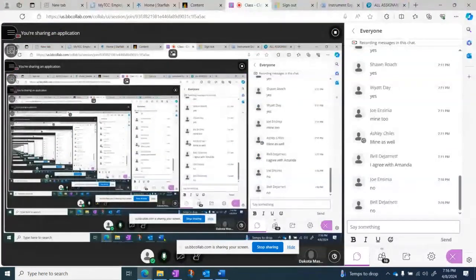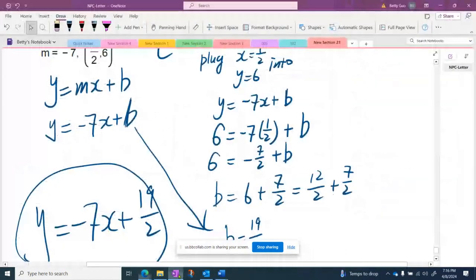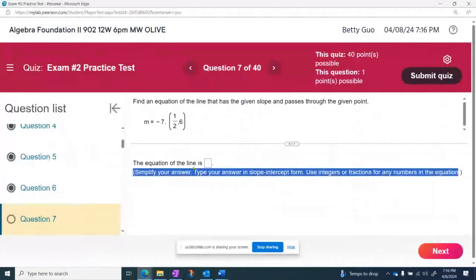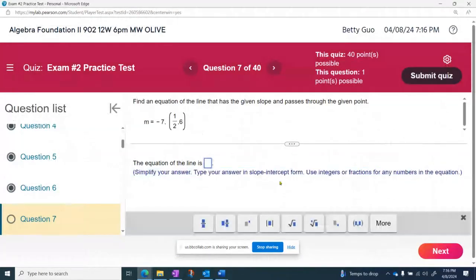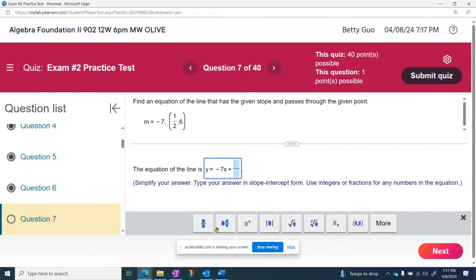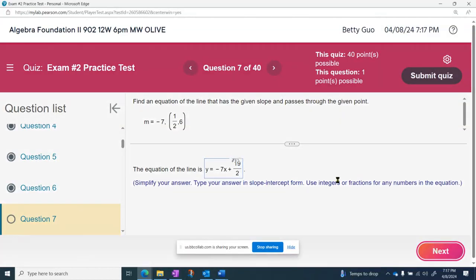Oh, no questions? Okay. Let's type the answer. The equation of the line is, so y equals negative 7x plus fraction 19 over 2. I know you could easily convert 19 over 2 to decimal. However, look at it here. Use integers or fractions for any numbers in the equation. Please do not use decimal. All right, next.